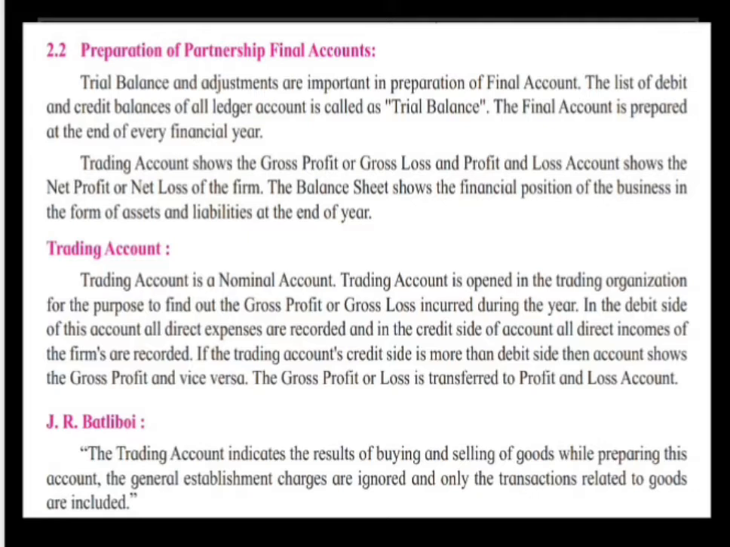As I told you, on the debit side all direct expenses are recorded, and on the credit side all direct incomes of the firm are recorded. If the trading account's credit side is more than the debit side, then the account shows the gross profit, and vice versa. And the gross profit or loss is transferred to the profit and loss account.